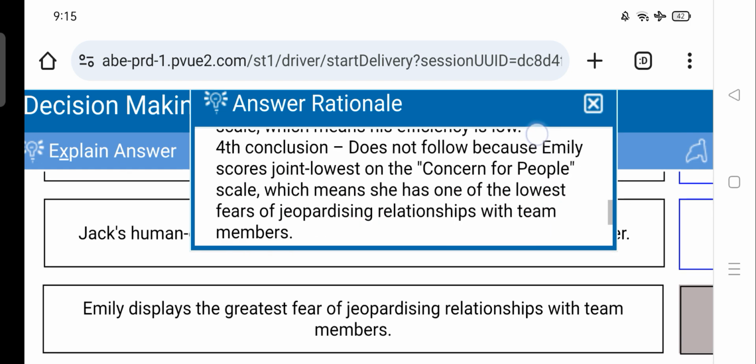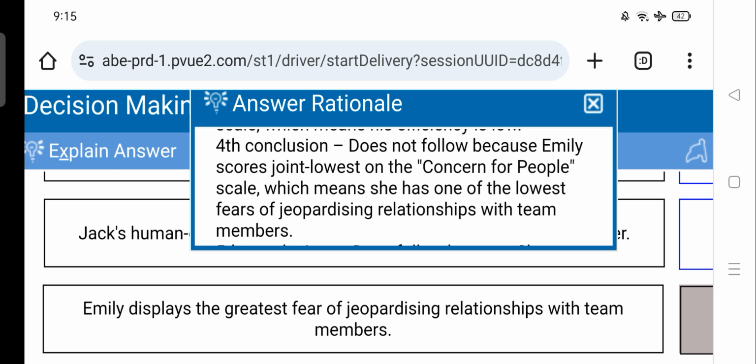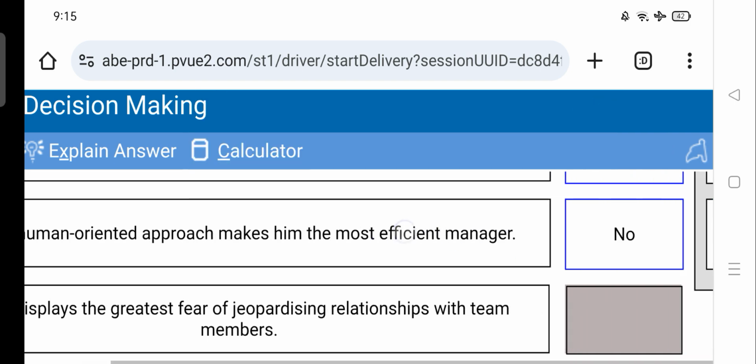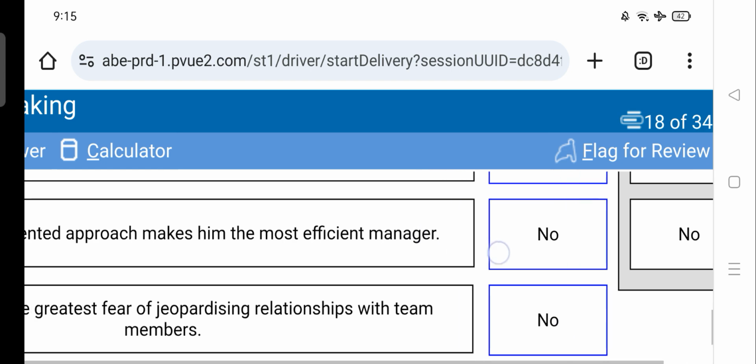So here we have a fourth one, which says Emily displays the greatest fear of jeopardizing relationships with team members. It does not follow because Emily scores joint lowest on the concern for people scale, which means she has one of the lowest fears of jeopardizing relationships with team members. So this one again does not follow, so we will drag a no and drop it here in front of this conclusion.